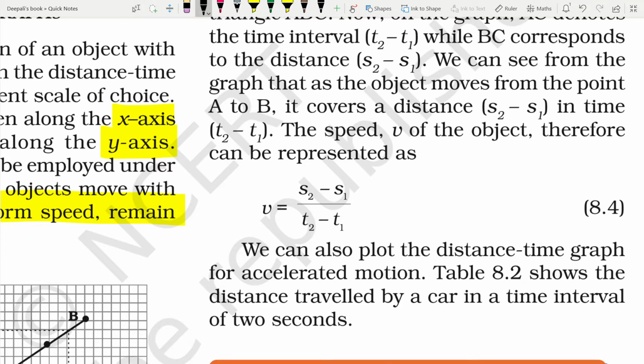You can also write this as y-intercept upon x-intercept.